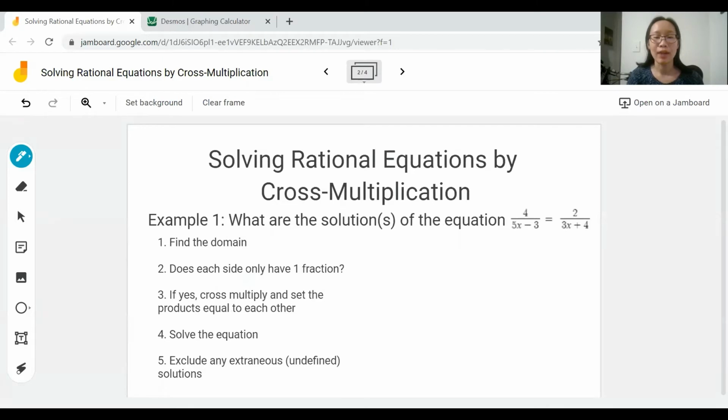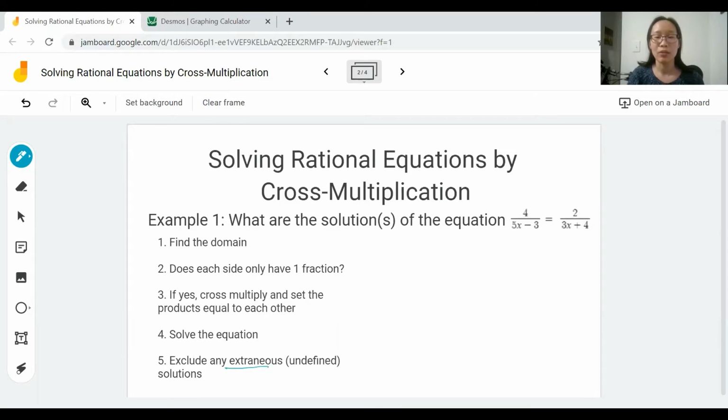Here we're asked to find the solutions of the equation 4 over 5x minus 3 is equal to 2 over 3x plus 4. To do that, I'm going to follow 5 steps. First, I find the domain. Second, I ask if each side only has one fraction. Third, I cross multiply and set the cross products equal to each other. Fourth, I solve the equation, and then 5, I have to check my solutions to see if they are in my domain. If they are undefined, I have to throw them out, and these are called extraneous solutions.